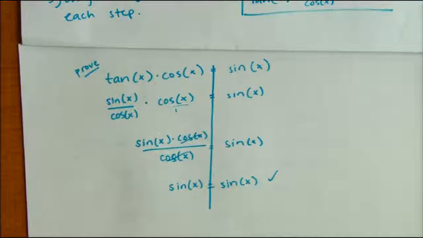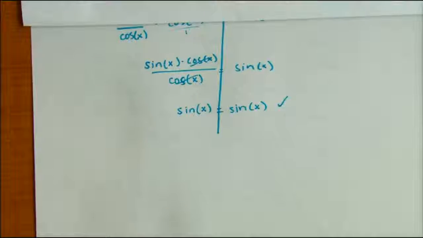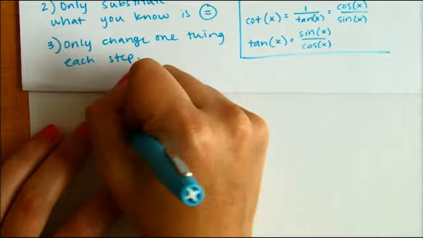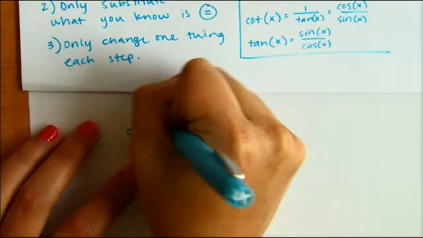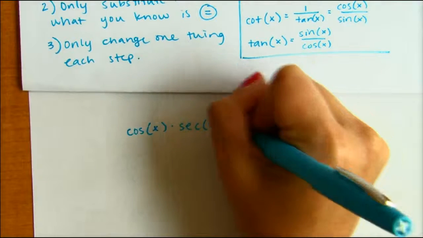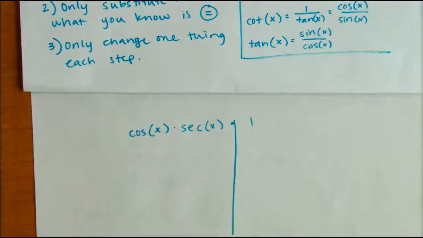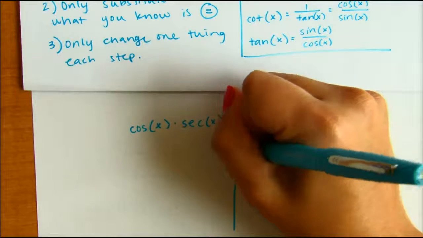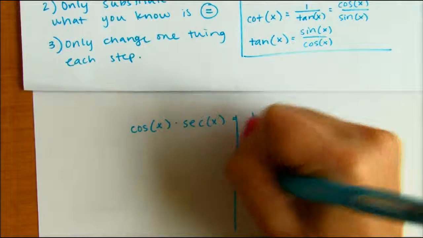Let's try another. If I have cosine of x times secant of x is equal to 1, looking at this proof, which side do you think you're going to change? Great, we're going to be changing the left-hand side of our proof, which means that the right side is always going to say 1, no matter what we substitute in.